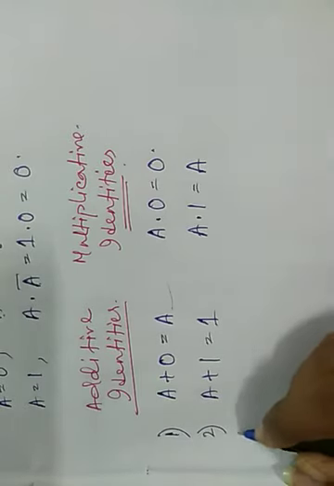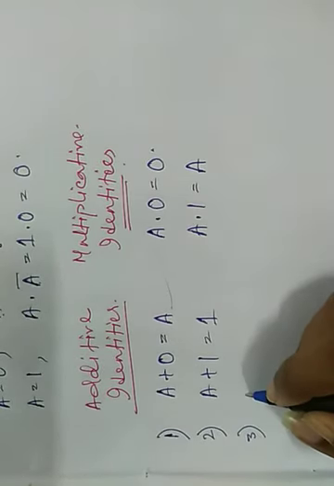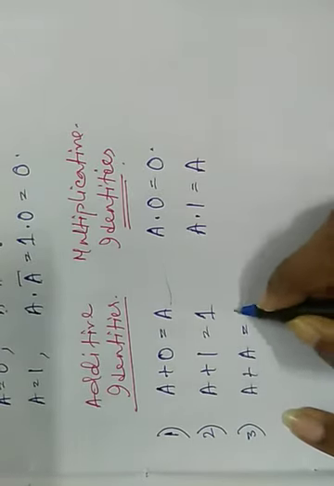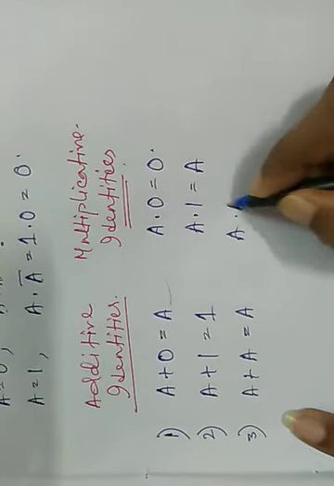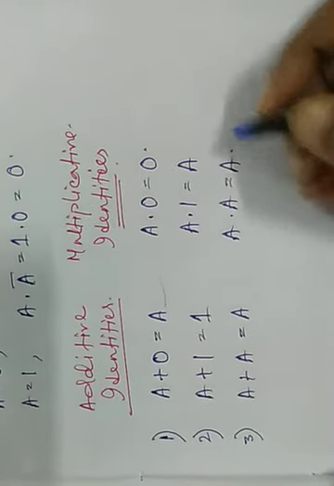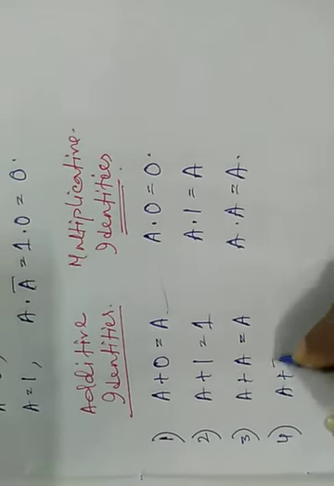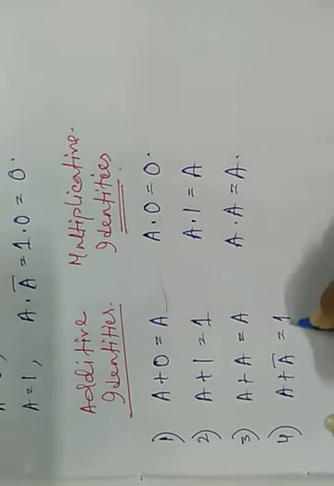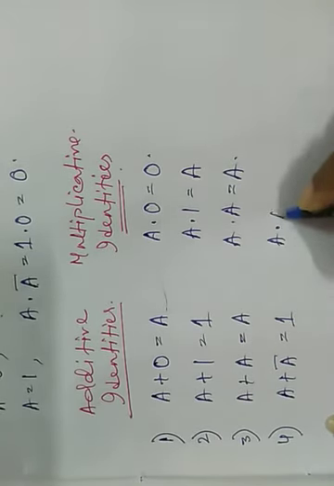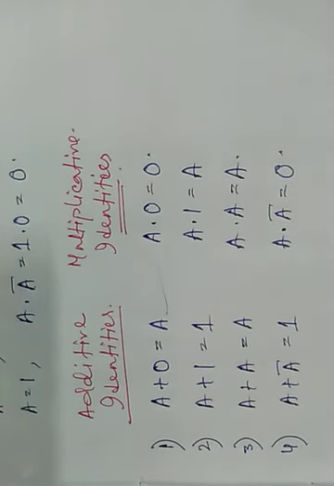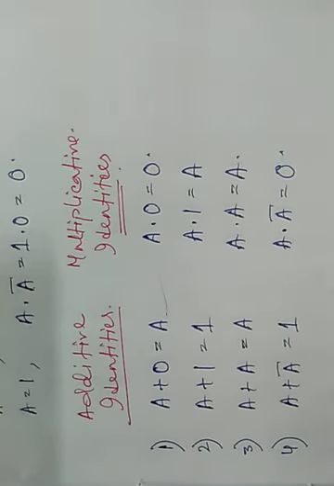Clear? Third, a plus a equals a, a dot a equals a. And fourth, a plus a complement equals 1, a dot a complement equals 0. So these are the 8 identities which we get in Boolean algebra.